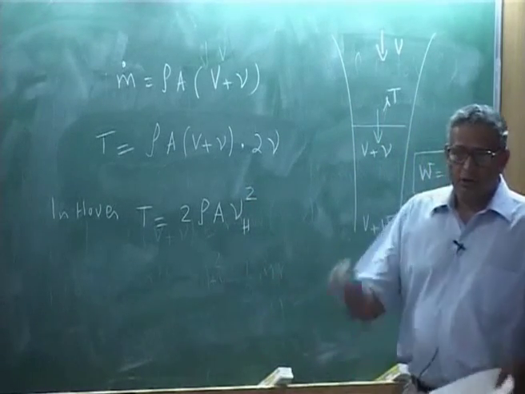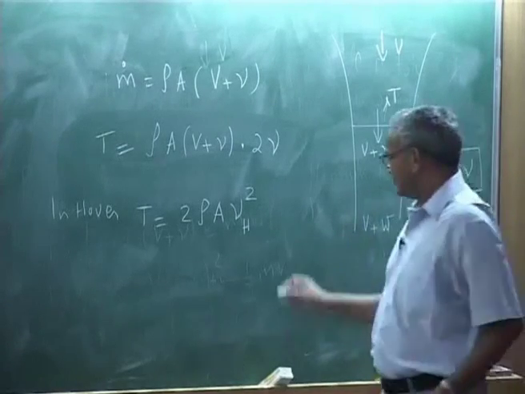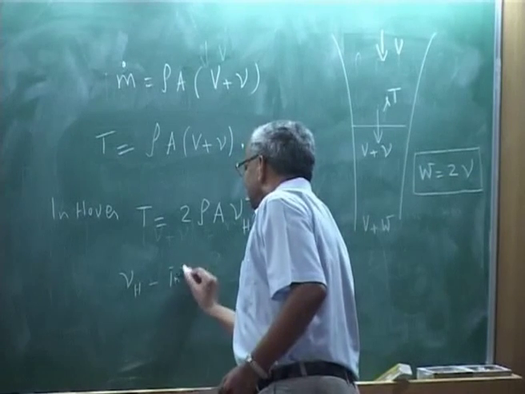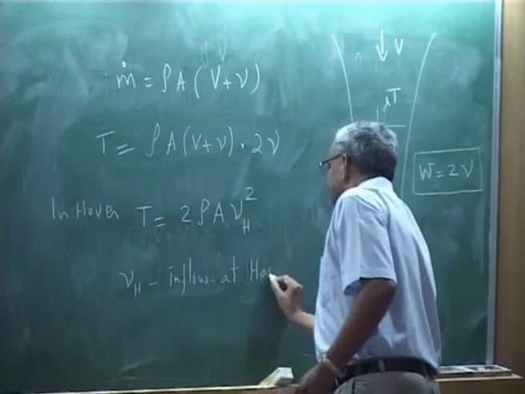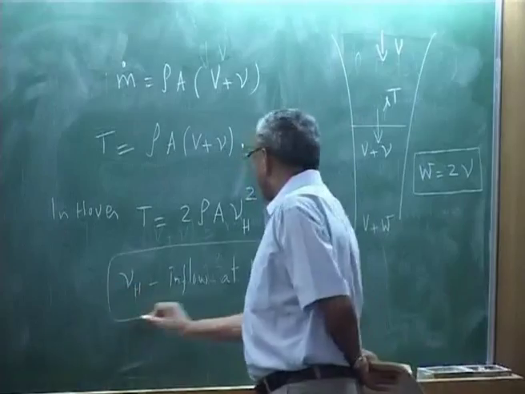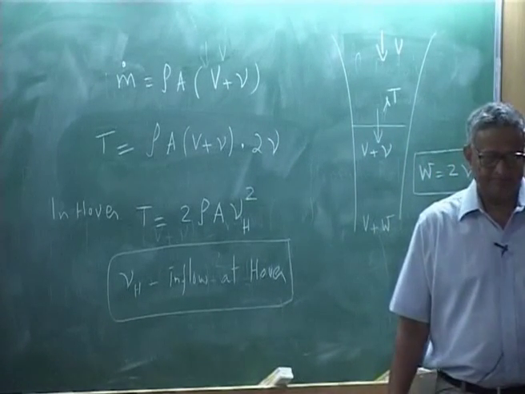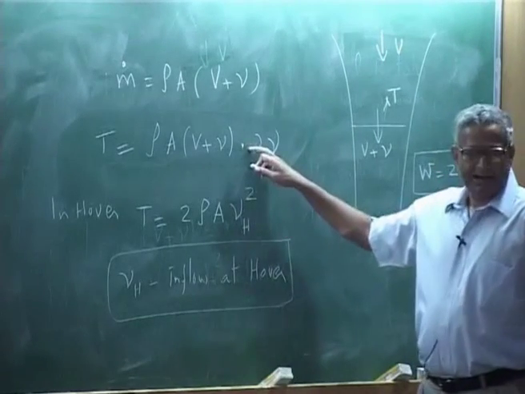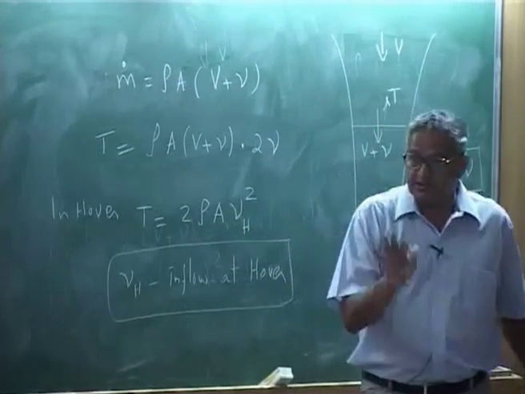Nu h is the hover inflow, the inflow at hovering condition. Okay. So, you say nu h is inflow at hover. Because I want to non-dimensionalize the equation. Now, you see I can equate both, because I am supporting the same weight.